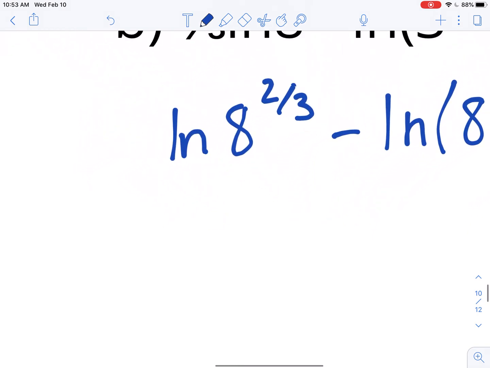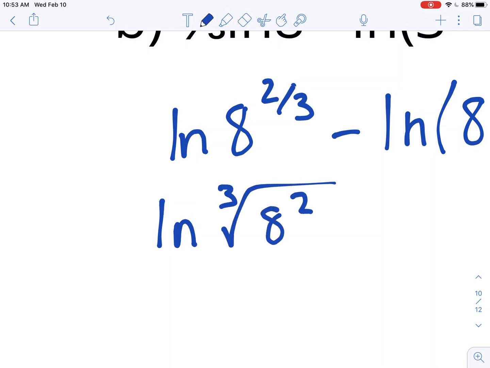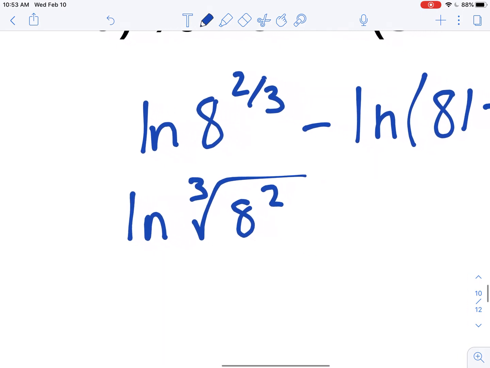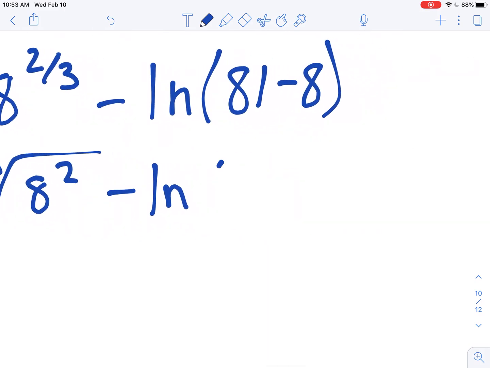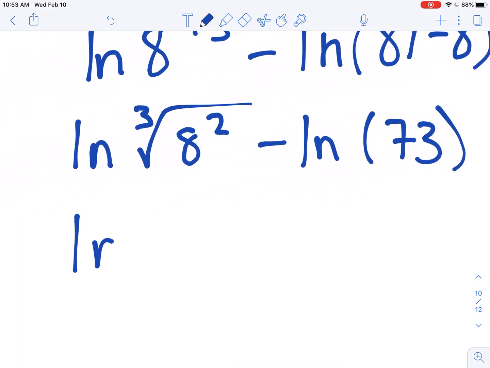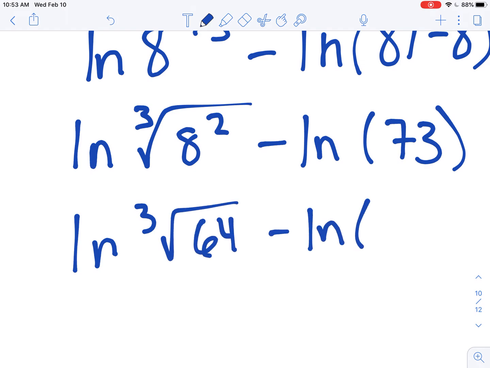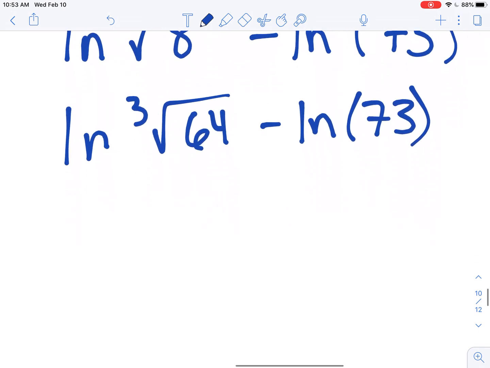The natural logarithm of 8 to the 2/3 power is the same thing as the natural logarithm of the cube root of 8 squared. That's what happens when we have an exponent that is a fraction. Your numerator becomes the power we raise the number to. Your denominator becomes the root that we take of the number. So then I have minus the natural logarithm of 73. Now I've got the natural logarithm of the cube root of 64 minus the natural logarithm of 73. And the cube root of 64 is 4.